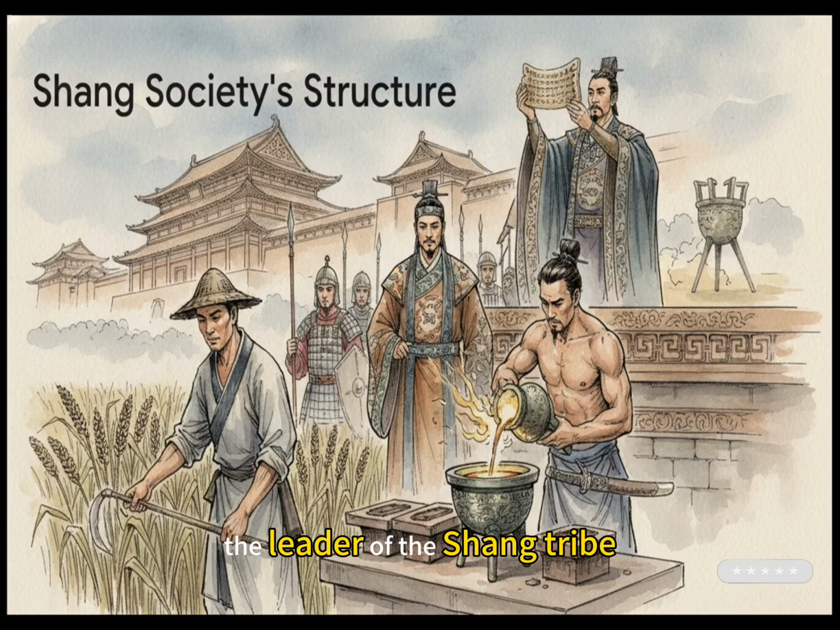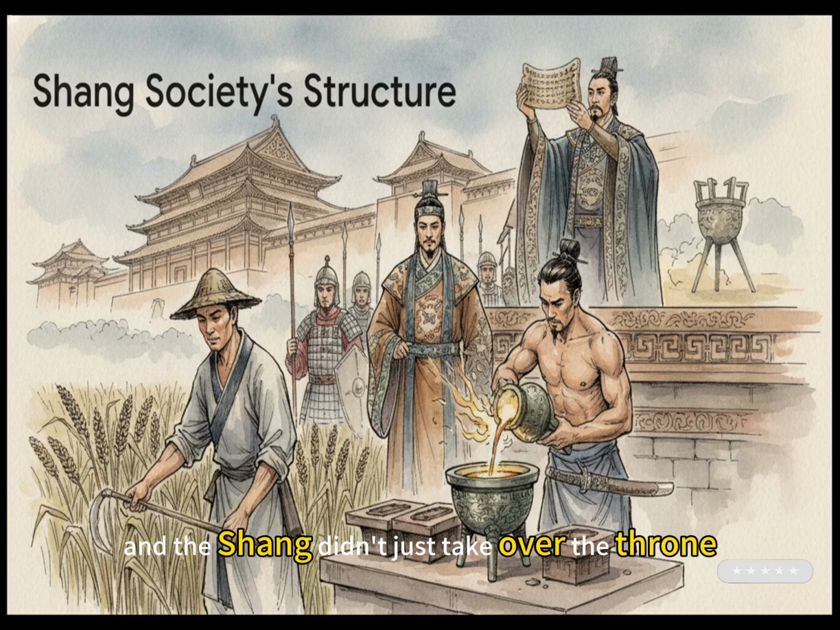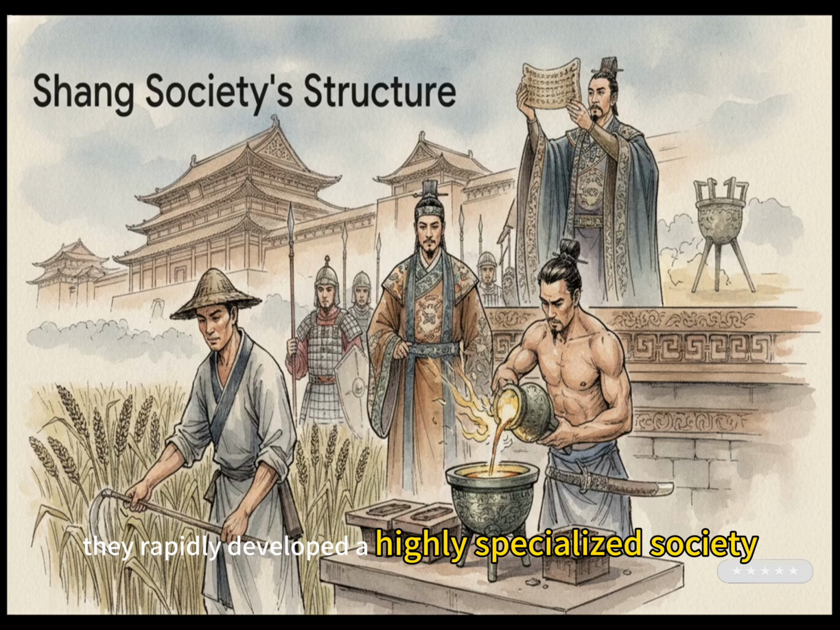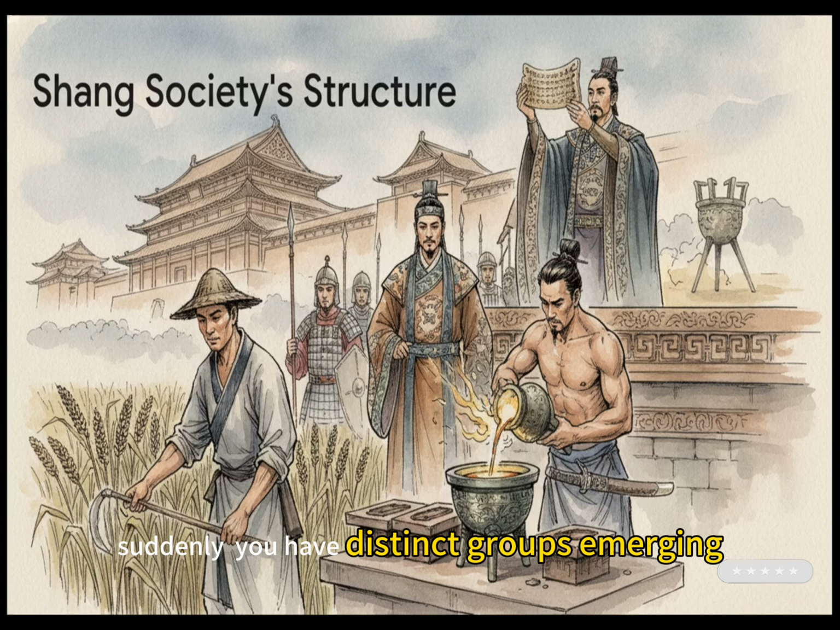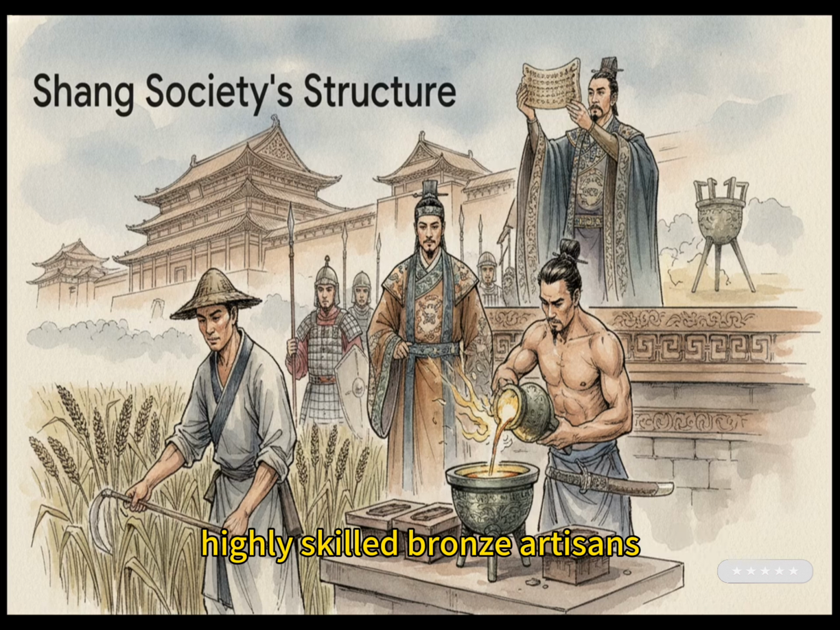The leader of the Shang tribe, a man named Tang, overthrew the Xia on a principle that would echo throughout history, the idea that the previous rulers had lost popular support. And the Shang didn't just take over the throne, they rapidly developed a highly specialized society. Suddenly, you have distinct groups emerging. We see dedicated farmers, highly skilled bronze artisans, a distinct noble class, powerful priests, and professional armies. The sheer complexity of the state just completely leveled up.